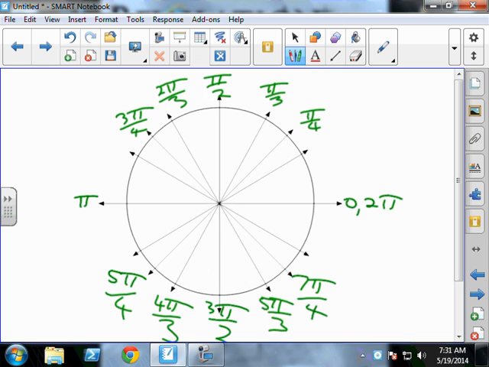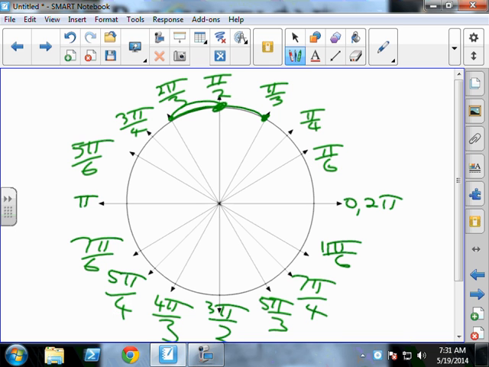Okay? So that takes care of the thirds. And then finally, pi over 6. 2 pi over 6 puts us at pi over 3. 3 pi over 6 puts us at pi over 2. 4 pi over 6 puts us at 2 pi over 3. So this is 5 pi over 6, 6 pi over 6, 7 pi over 6, 8 pi over 6, 9 pi over 6, 10 pi over 6, 11 pi over 6.